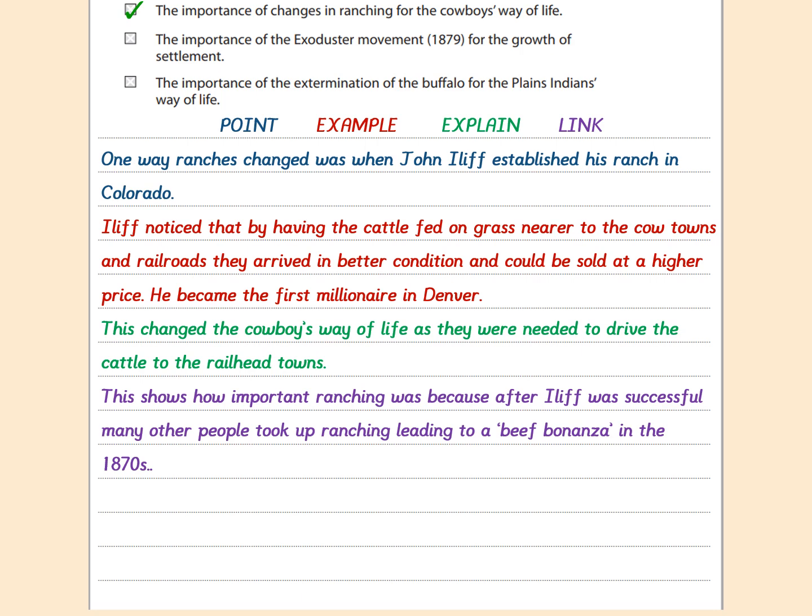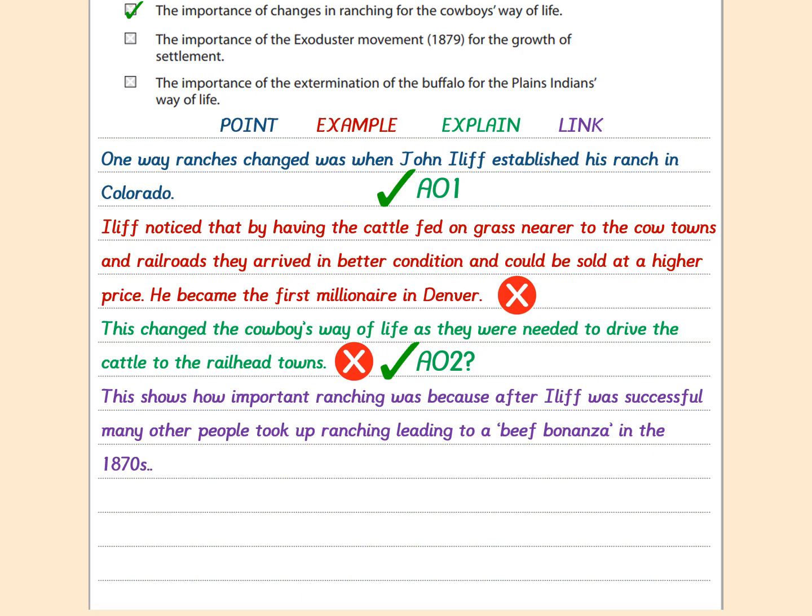That's all accurate, isn't it? But let's consider if it actually addresses the question. So I've got one change to ranching in the fact that John Iliff actually establishes it, and I might get some AO1 marks of that. After all, this particular question isn't specifying a date range, so I might get away with it. However, the next bit, although it's accurate, is completely irrelevant, so I wouldn't get any extra marks there. That's not really about changes in ranching, and it's definitely not about changes to the cowboy's way of life.